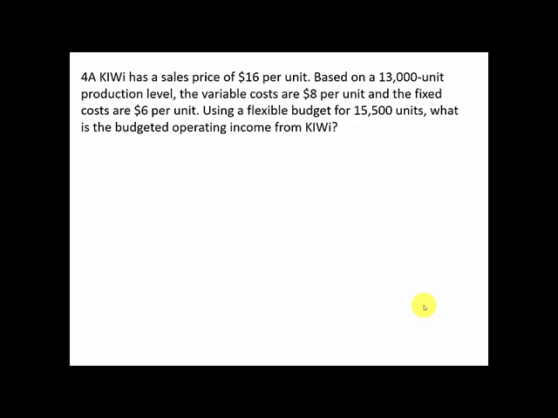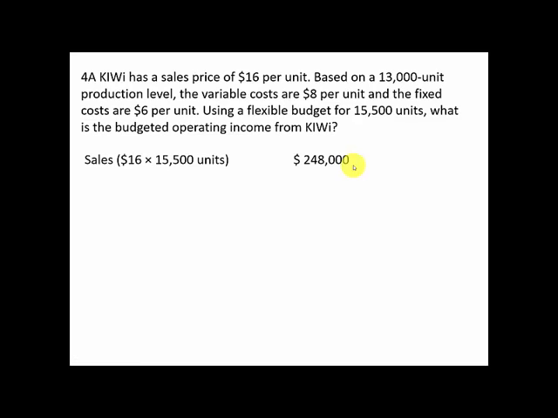And now we're on to number 4. Kiwi has a sales price of $16 per unit based on 13,000 units of production. The variable costs are $8 per unit and fixed costs are $6 per unit. Using a flexible budget for 15,500 units, what is the budgeted operating income? So we're going to go from 13,000 unit budget of production to 15,500 and see what the costs are.